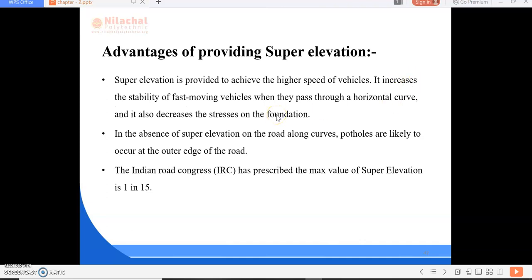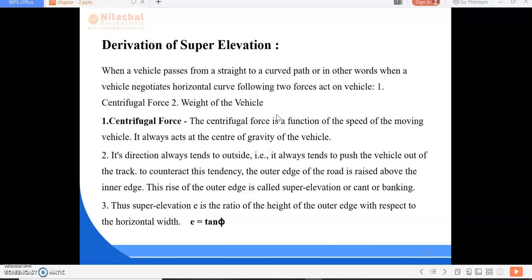What are the advantages of providing super elevation? Super elevation is provided to achieve higher speeds of vehicles. It increases the stability of fast moving vehicles when they pass through a horizontal curve, and it also decreases the stresses on the foundation. In the absence of super elevation on curves, potholes are likely to occur at the outer edge of the road. The Indian Road Congress, IRC, has prescribed the maximum value of super elevation as 1 in 15. IRC means Indian Road Congress.